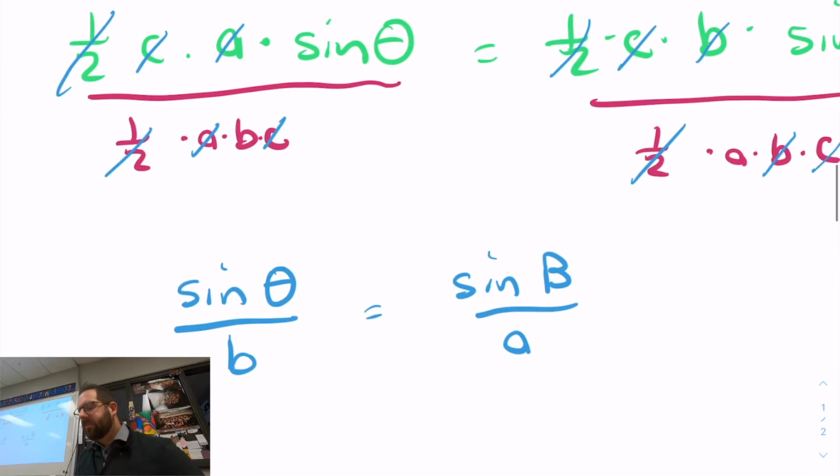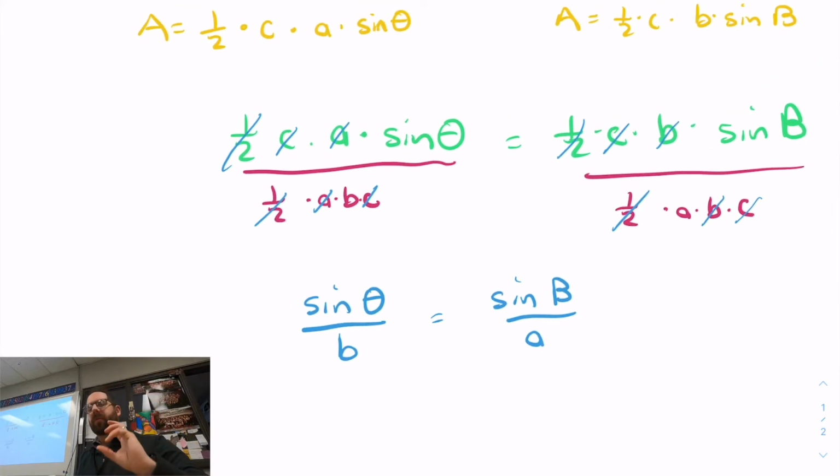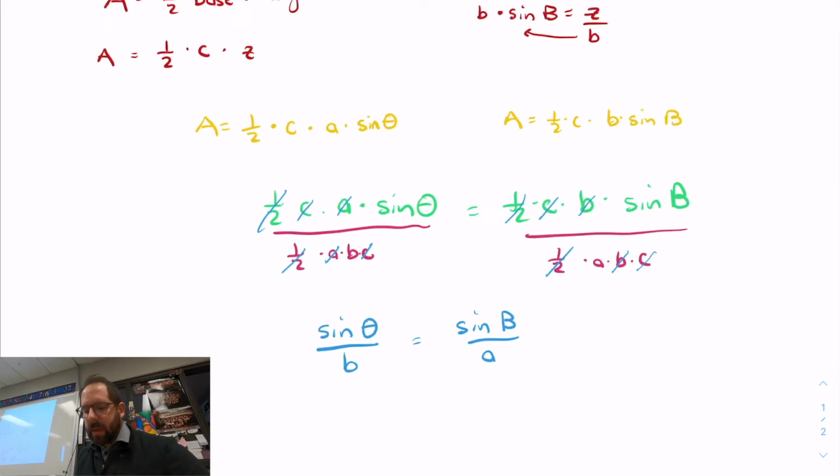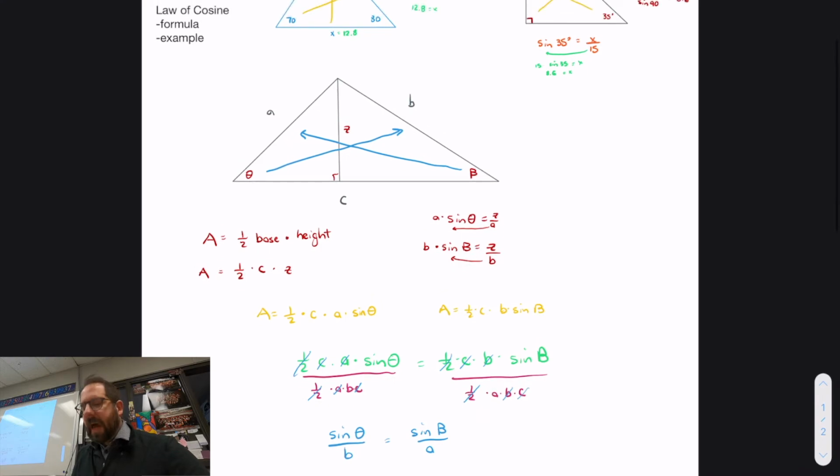It comes from the area formula for a triangle. That's where the law of sine is. It's sine of an angle over its opposite wall, but it comes from area. Yeah, I never really showed you that. Some people don't need to see that.